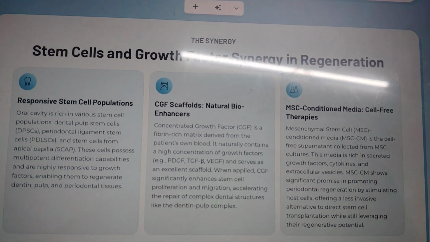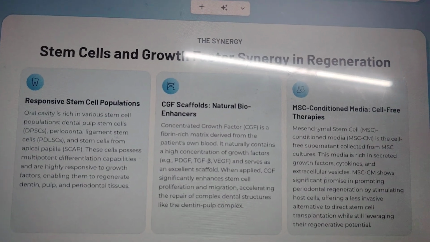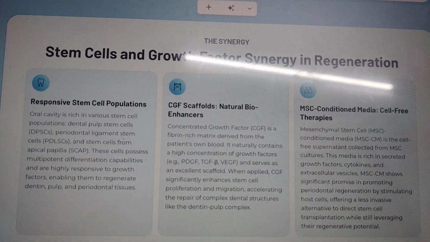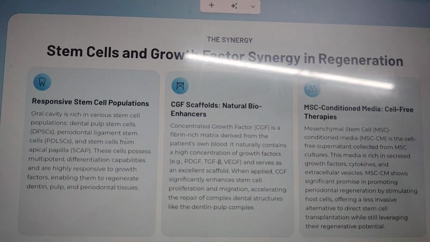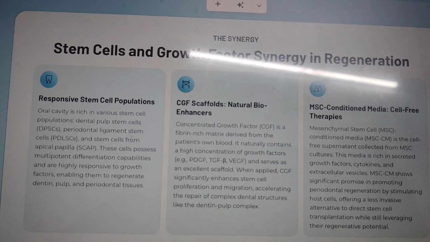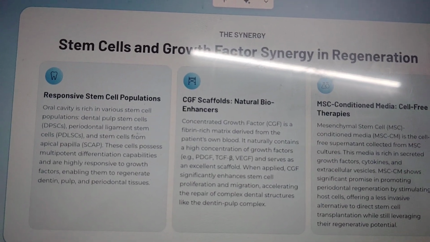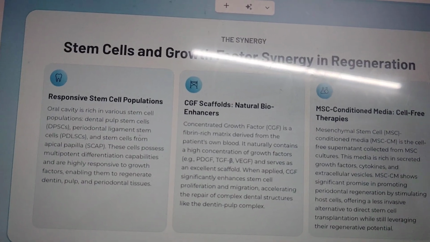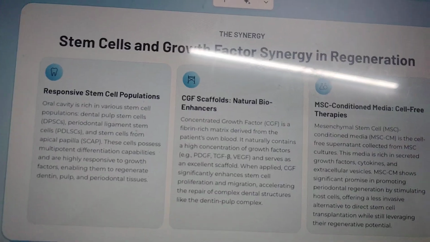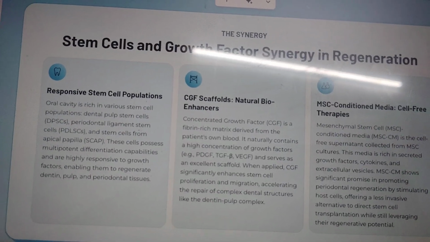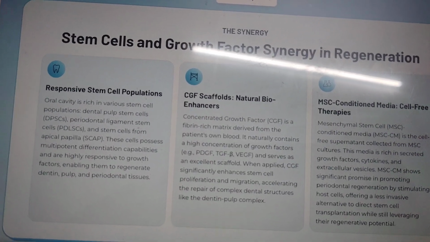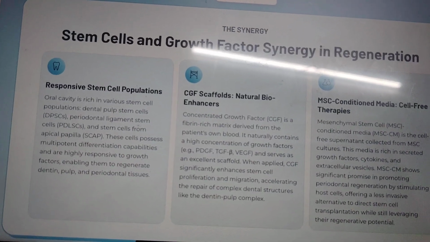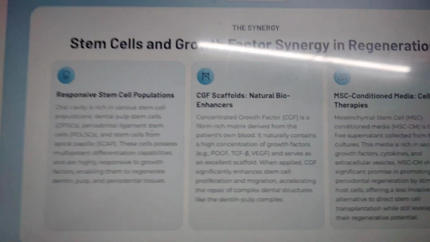MSC conditioned media cell free therapies. Mesenchymal stem cells conditioned media is the cell free supernatant collected from MSC cultures. This media is rich in secreted growth factors, cytokines, and extracellular vesicles. MSC CM shows significant promise in promoting periodontal regeneration by stimulating host cells, offering a less invasive alternative to direct stem cell transplantation while still leveraging their regenerative potential.